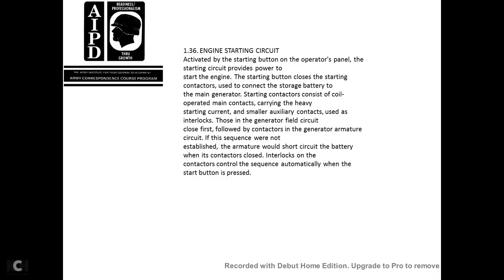136. Engine starting circuit. Activated with the starting button. The operator panel controls the starting circuit, which provides the power for starting the engine. The start button closes the starting contactor, connecting the storage battery to the main generator for starting.